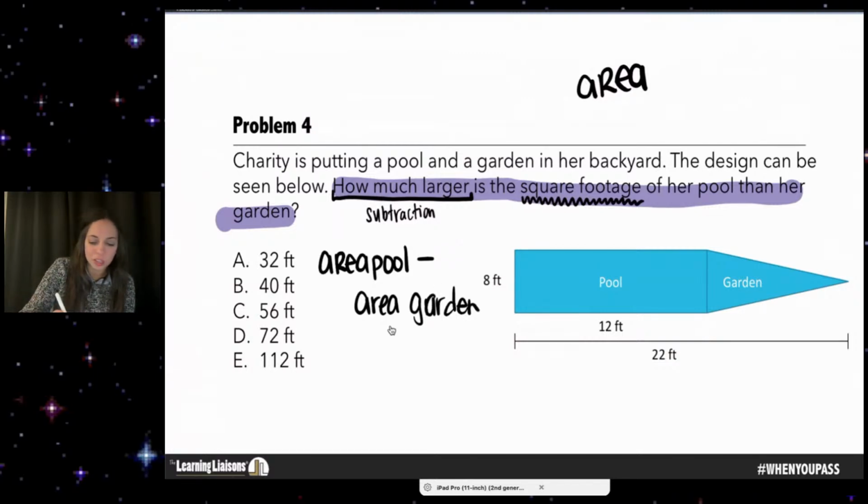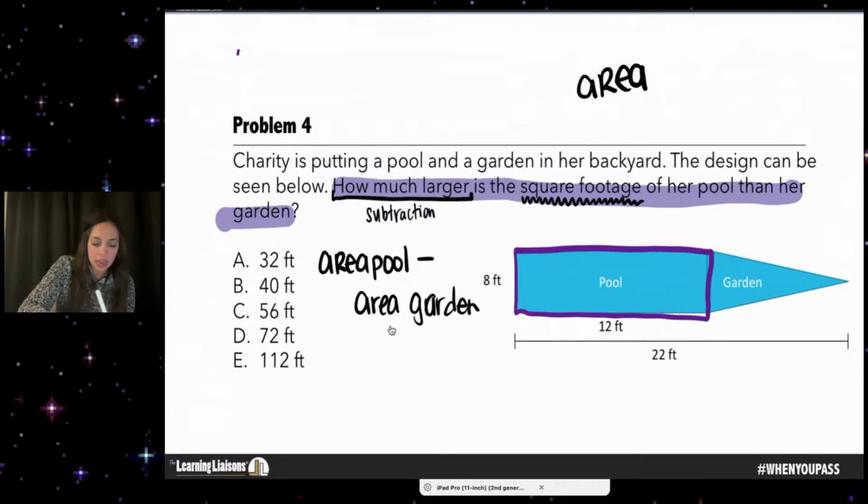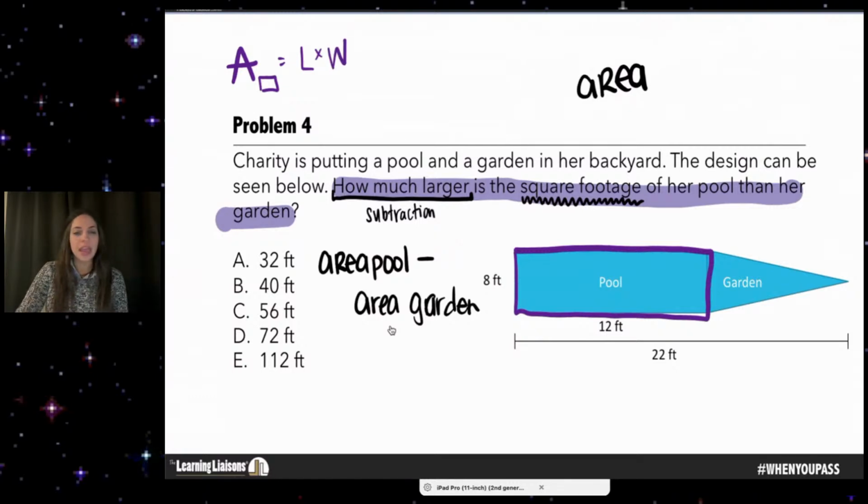Well, area of the pool is super duper simple, y'all. Area of the pool is just a rectangle. So what is the area of a rectangle? Length times width. That's something everybody needs to know. Area of a rectangle is length times width. So I can do 8 times 12, and that's going to give me, I should probably have that memorized, but this brain's not working like that today. 96. 8 times 12 is 96.